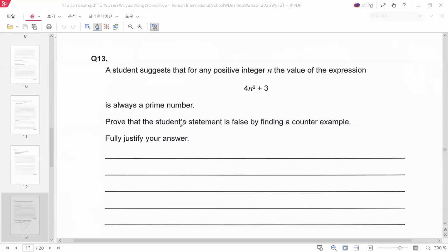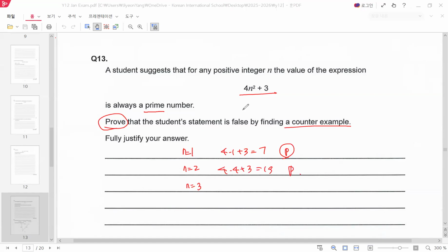Question number 13. A student claimed that this one is a prime number, but you should prove that this statement is false by finding a counterexample. Counterexample means find an example which disproves their claim. So you need to find an example which makes this number not a prime number. If n equals 1, then 7 is prime. When n equals 2, 4 times 4 plus 3 equals 19, which is a prime number.